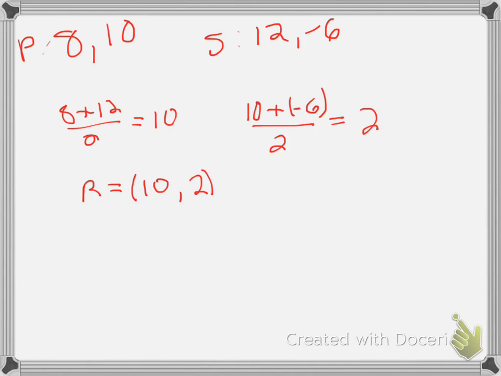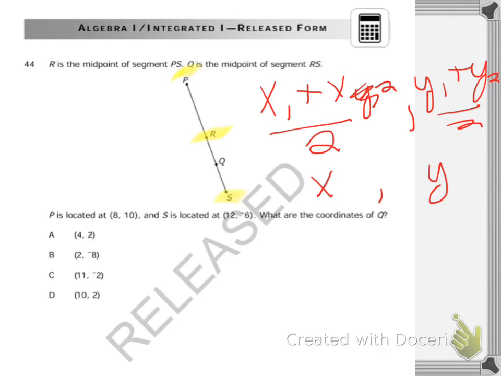So now that we have our midpoint for r, we're going to head back over here. And so let's plug in some of these numbers. 8, 10, 12, -6. And now we have r, which is 10 and 2. So now that we have r and s, now we can solve for q.